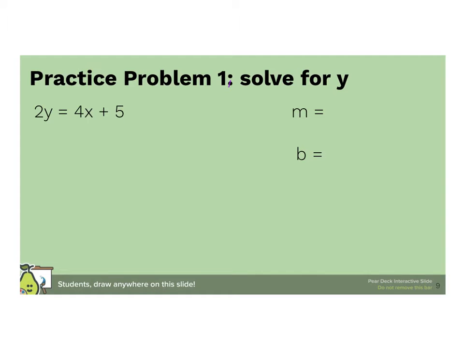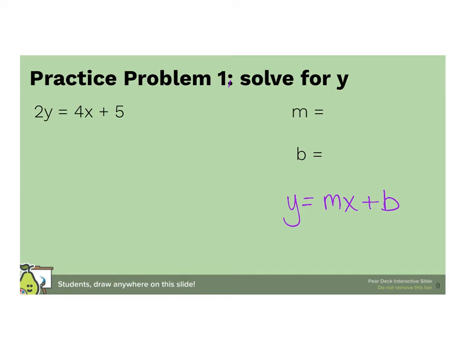All right, practice problem 1. We're solving for y. Remember, it's y equals mx plus b. That's what I want my equation to look like. So the y needs to be by itself. Right now, I don't have a y. I have a 2y, right?